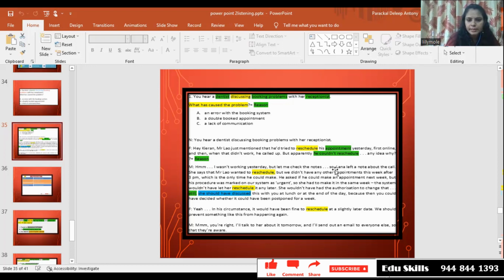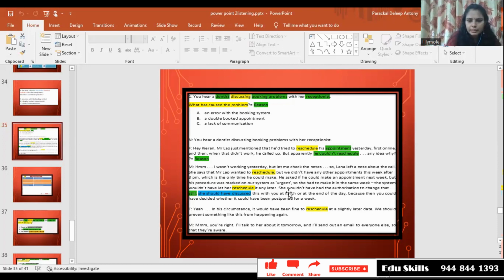So here he makes the note that the person called to reschedule. He wants to make it after 3 p.m., but after 3 p.m. there is no appointment. Then she could not change it to the next week because it is marked as urgent. So make the appointment on the same day, same week itself.